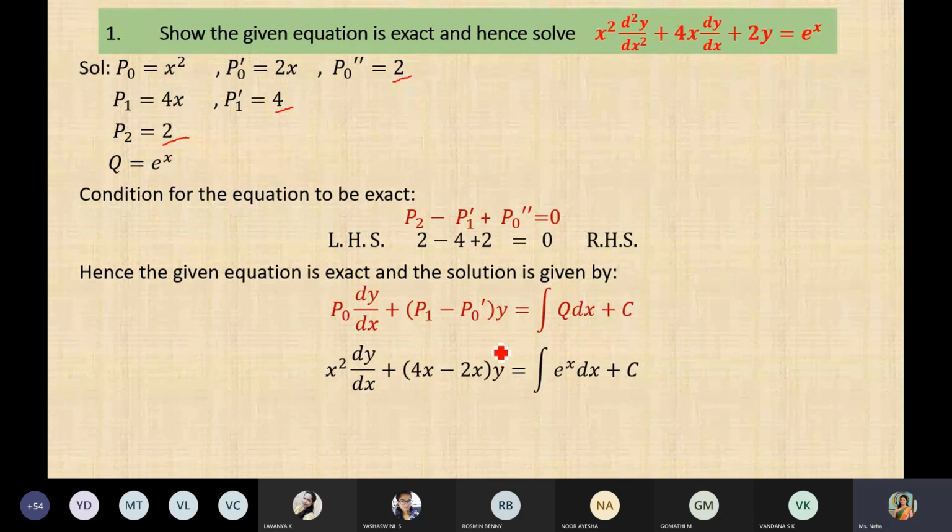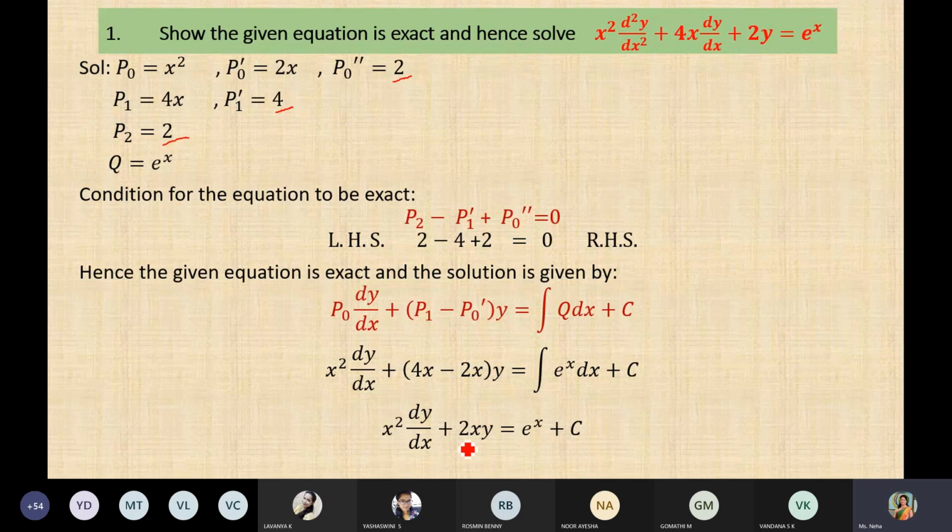P1 is 4x. P naught dash is 2x into y is equals to integral e power x dx plus c. In this step, only you have to find out the integral of e to the power x. What is the integral of e to the power x? E power x. So my equation is x square dy by dx plus 2xy is equals to e power x plus c.